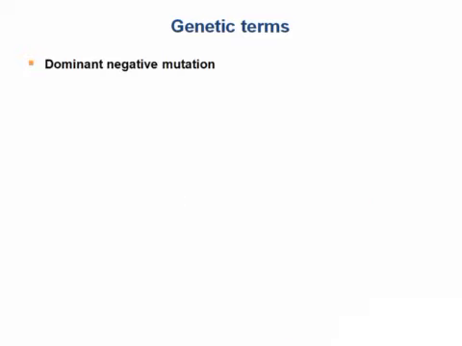A dominant negative mutation is one that prevents normal function of the gene but has a dominant effect. So even if only one allele has a dominant negative mutation, its protein product will prevent the protein product of the wild-type allele from functioning.